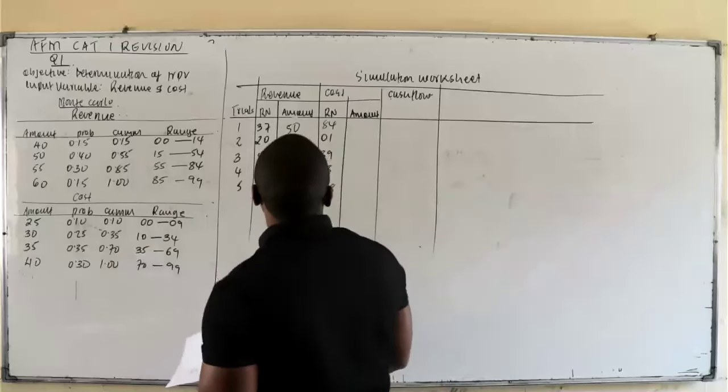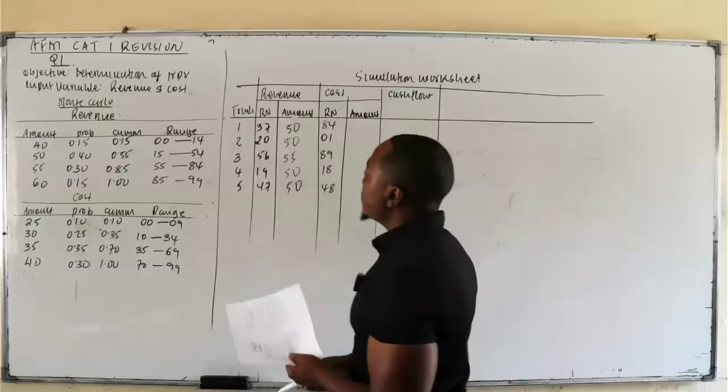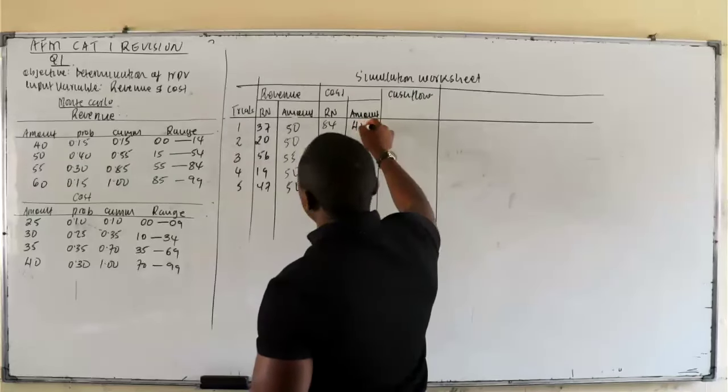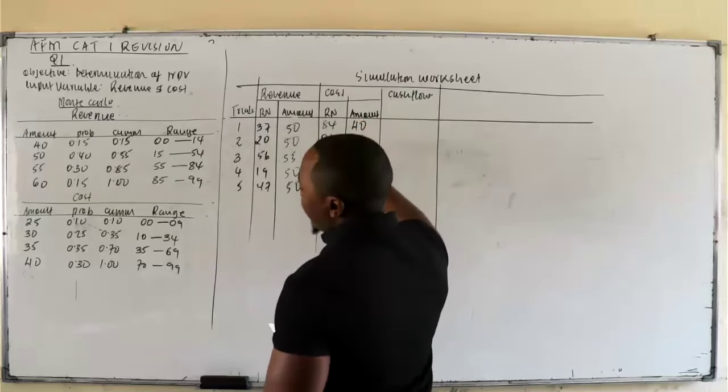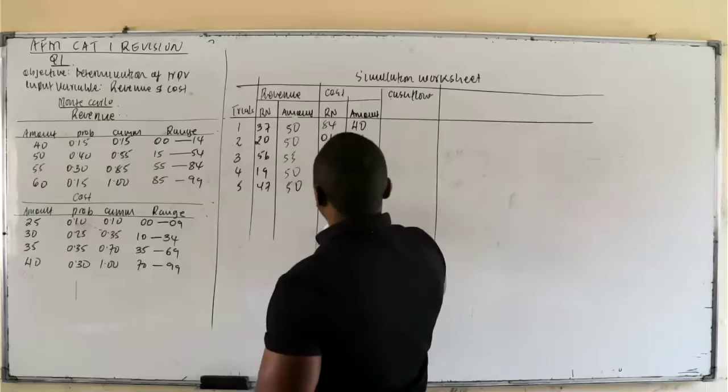Then we have costs. For the cost, we use the Monte Carlo for cost. The first one is 84. It's 40. 01, 89, 18, and then 48.